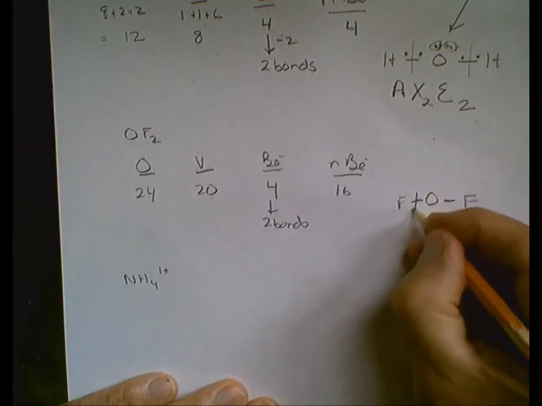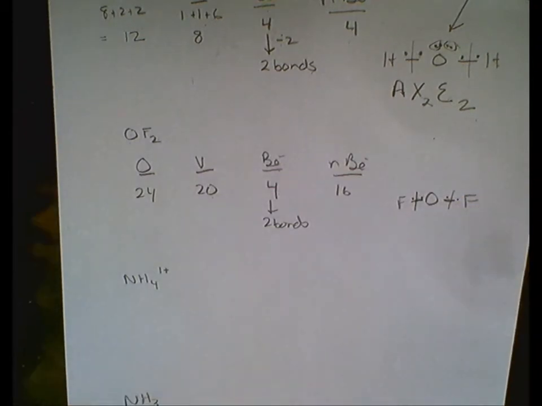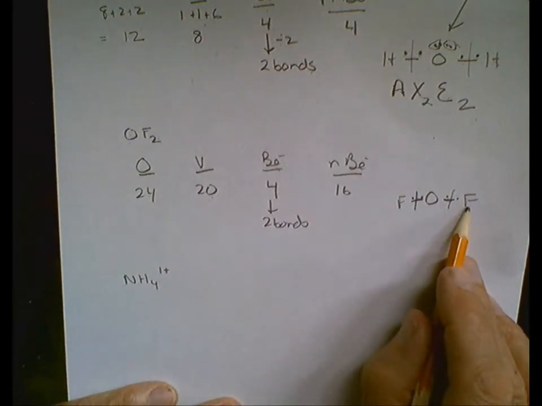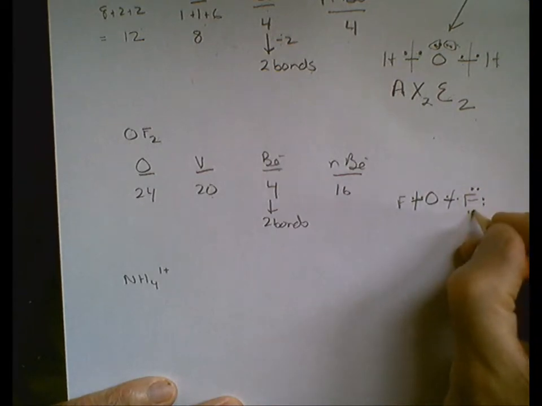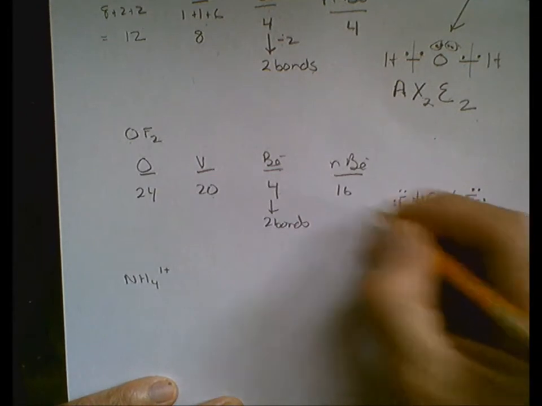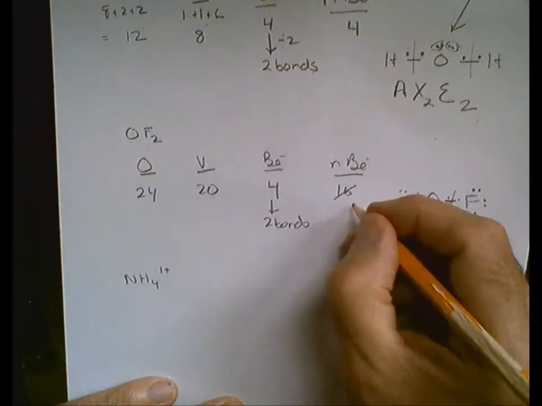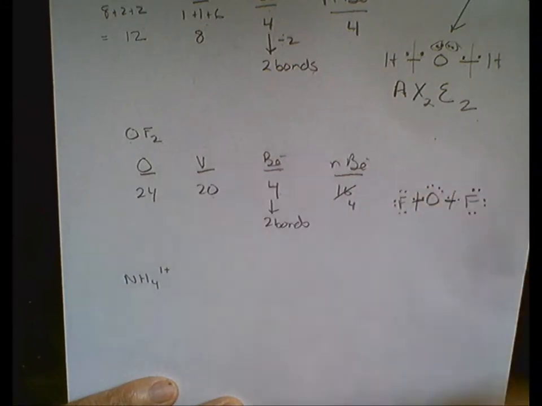Take care of your bonds. I split my bond in half, and it's made up of 2 electrons, one from each element. Remember what I said, fluorine needed 7. It's in the 7th column, it needs 7 electrons. So that's 3 pairs of non-bonding electrons. I've used up 12 of these now. I have 4 left, so that's 2 pairs there.